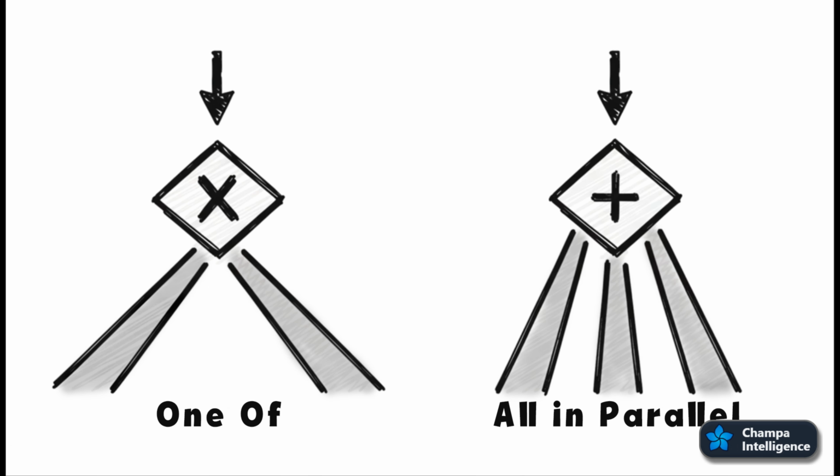Think of that exclusive gateway, the one with the X, as a fork in the road. A question gets asked, like, is the payment complete? And you can only go down one path, yes or no. You can't do both. The parallel gateway, on the other hand, is more like a highway on-ramp. It doesn't ask a question. It just splits the process so you can do multiple things all at the same time.